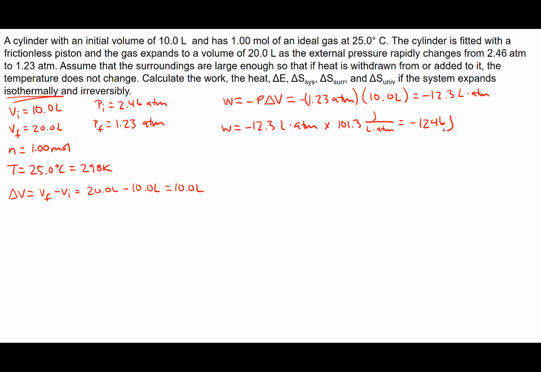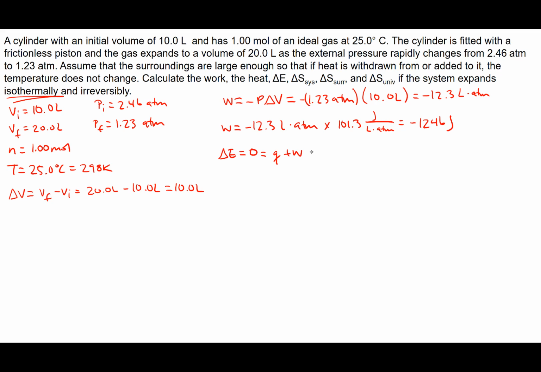Now, an important thing to point out is that because this is happening isothermally, that means there isn't going to be a change in internal temperature, right? So we already know off the bat that delta E is going to be equal to 0. We also know that delta E is equal to Q plus W, the heat plus the work.